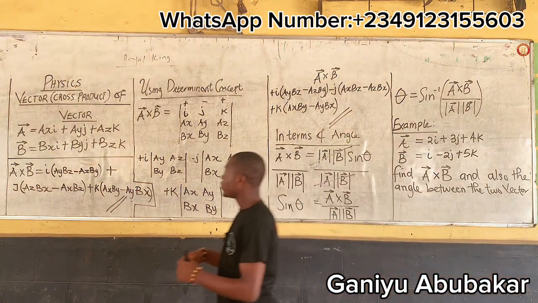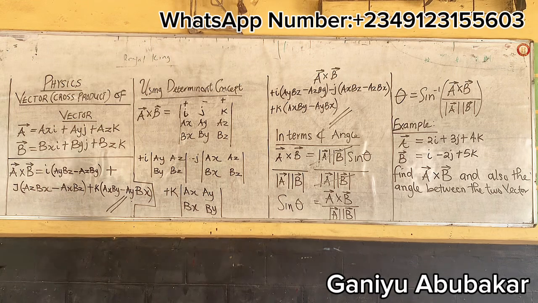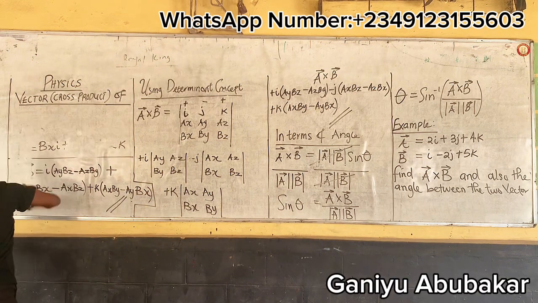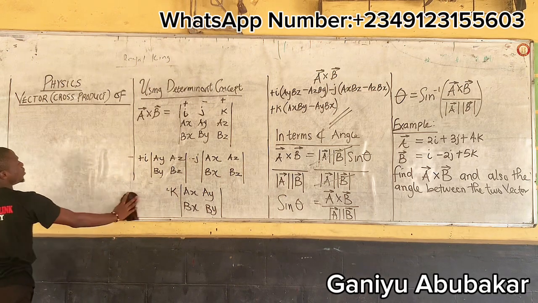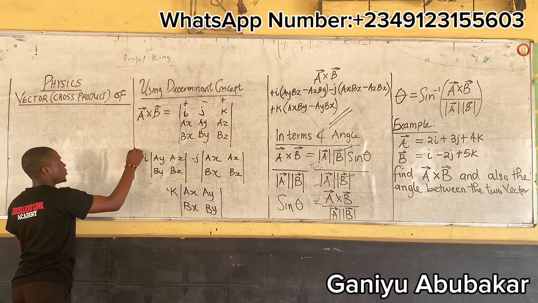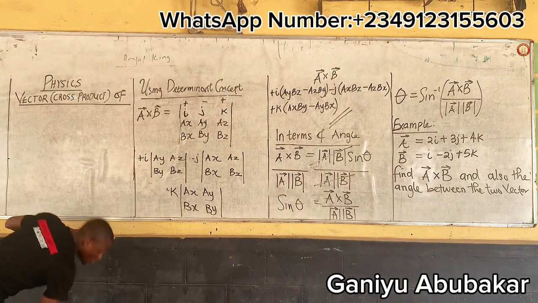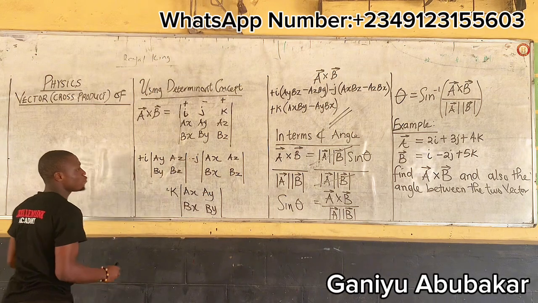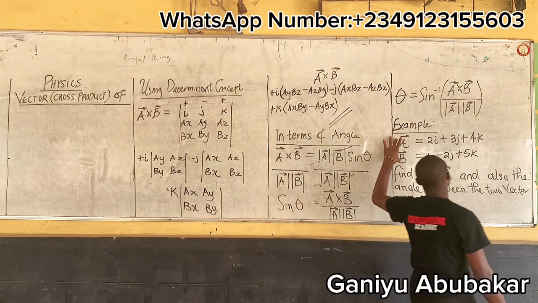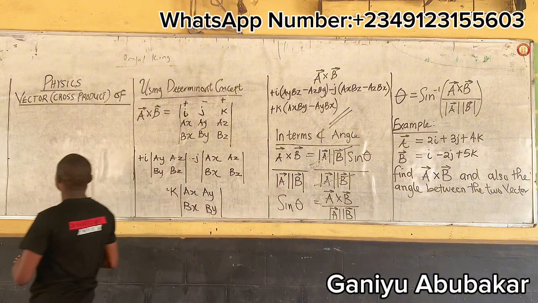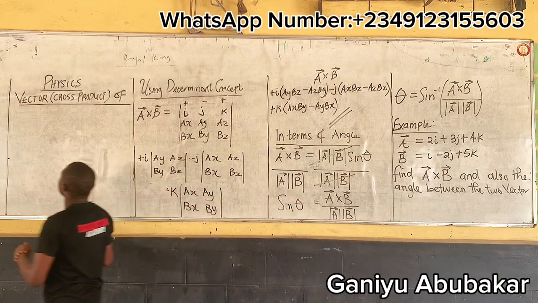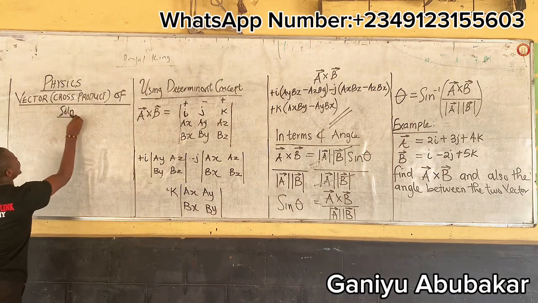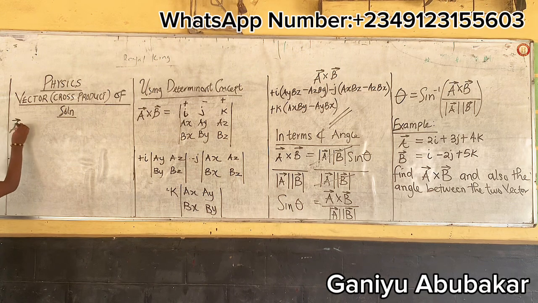Let's solve this problem together. How do you solve this? It's easy. I want to apply the shortcut that we just learned earlier, which is using the determinant concept. I have two vectors A and B. My very first task is to find the cross product of the two vectors. So, solution: the cross product of vectors A and B is equal to what?